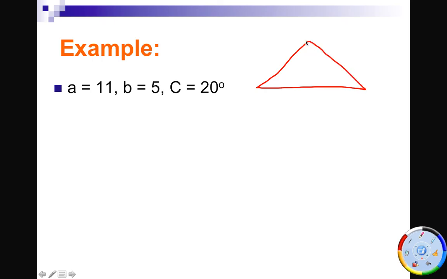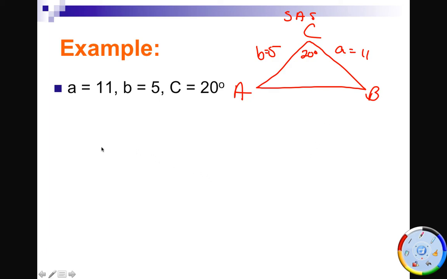All right, so let's take a look at an example. I'm giving you a, b, and angle C. So if you were to draw this triangle out, I don't care where you'd put stuff. I just usually draw it like this. And I have little a is 11, little b is 5, and big C is 20 degrees, which means I have SAS.